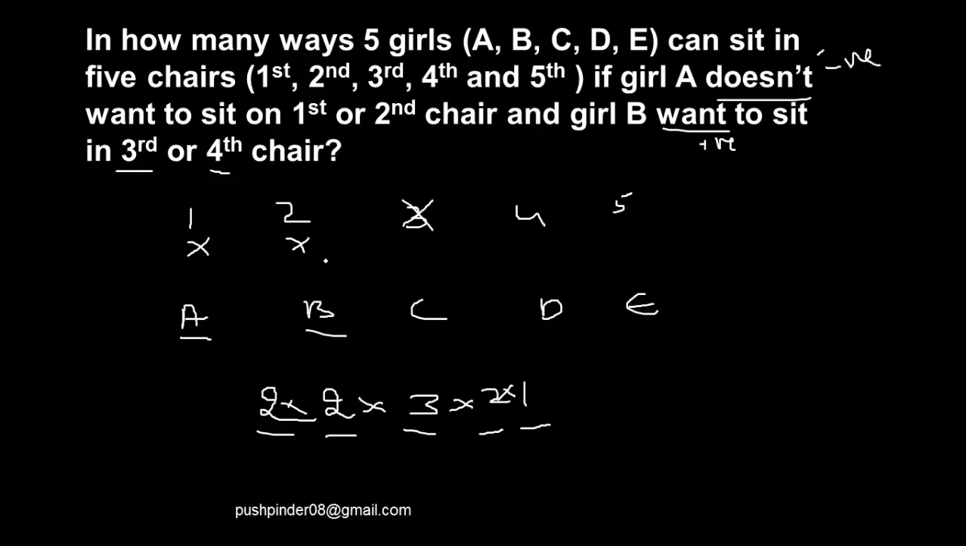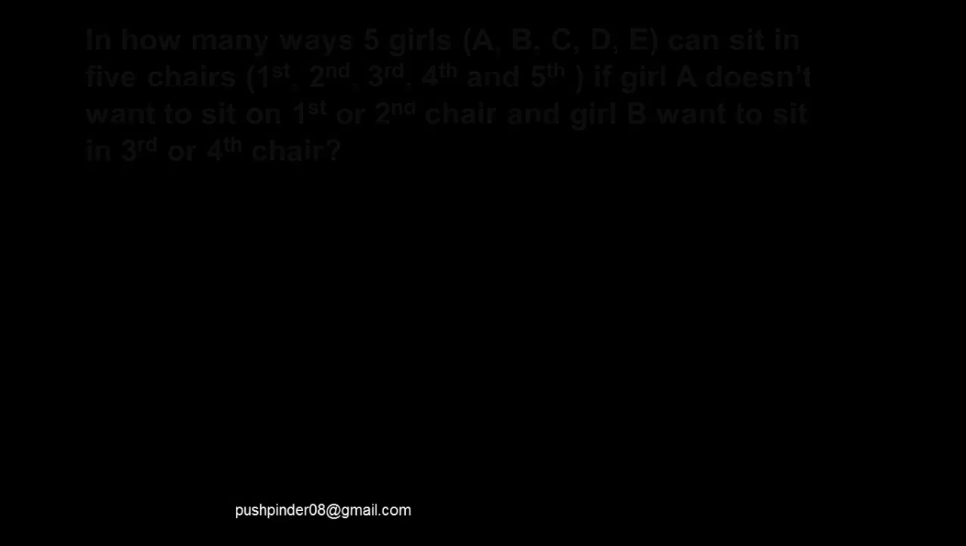Alright, fine, move on. Now girl A does not want to sit on first or second chair. Third has already been taken. That means there are 2 choices left for girl A. Now there are 3 girls left, 3 chairs left, so that means the answer would be 3 factorial into 4, right? So I hope everyone is understanding this. We're going in a structured manner, that's why it must be looking very simple for you, right? Okay, now let's see this question.